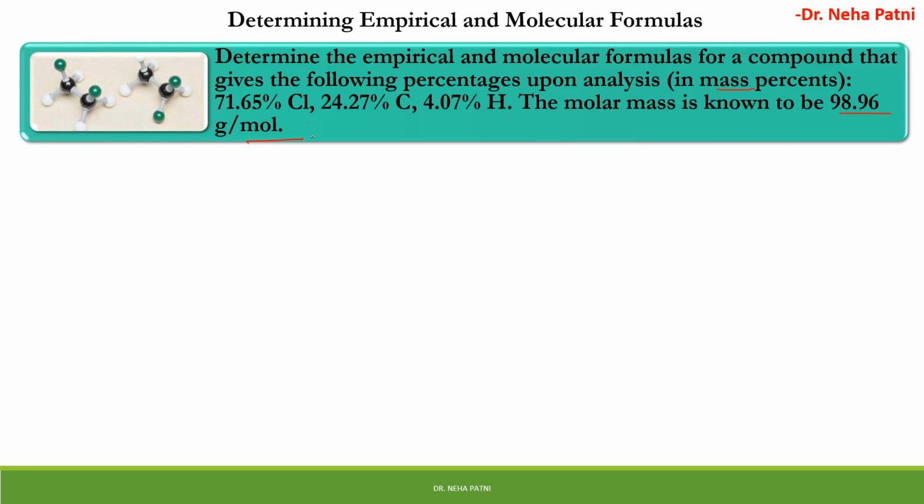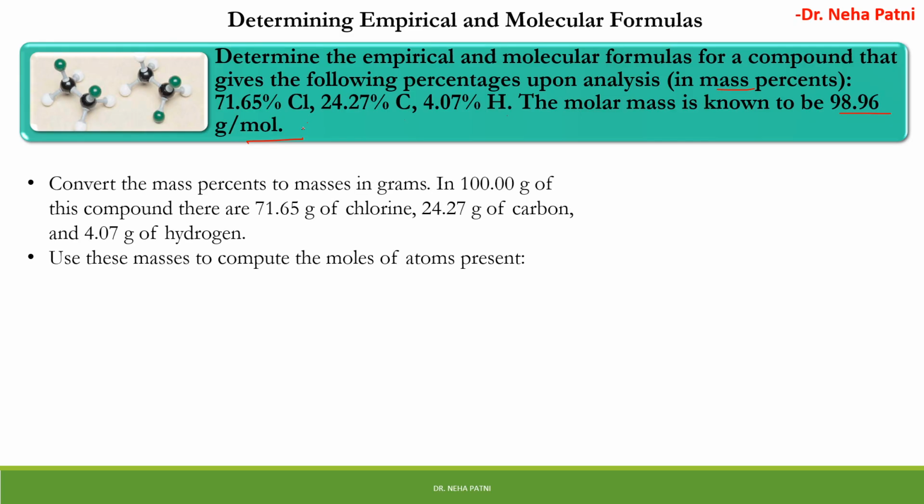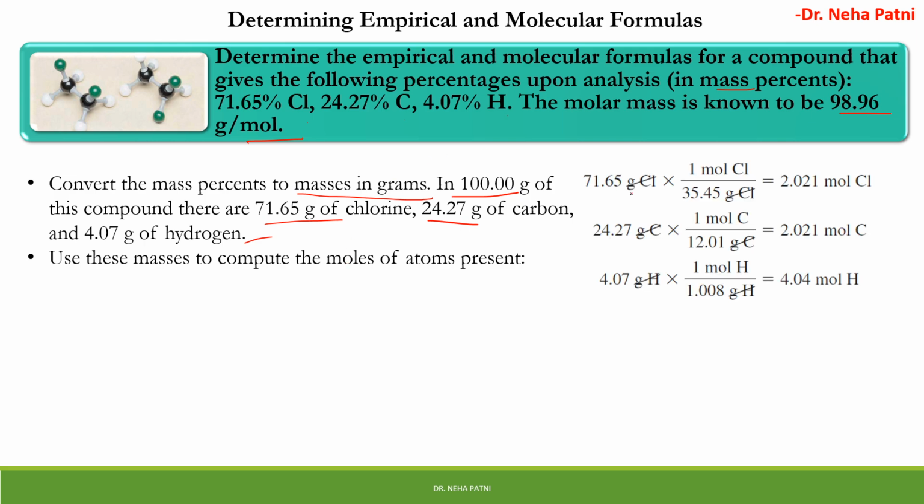Now how are you going to find out the empirical formula? Do you remember? We said that the empirical formula can be calculated using mass percentage. And do you remember in the last video we calculated mass percentage? So how are you going to do that? First, convert and find out in grams. Converting the mass percentage to mass in grams, we know that the total would be 100. So that means 71.65 grams of chlorine is there, 24.27 of carbon and so on. Now use these masses to compute the moles. If you divide by the atomic weight in grams per mole, you'll be able to get the moles.